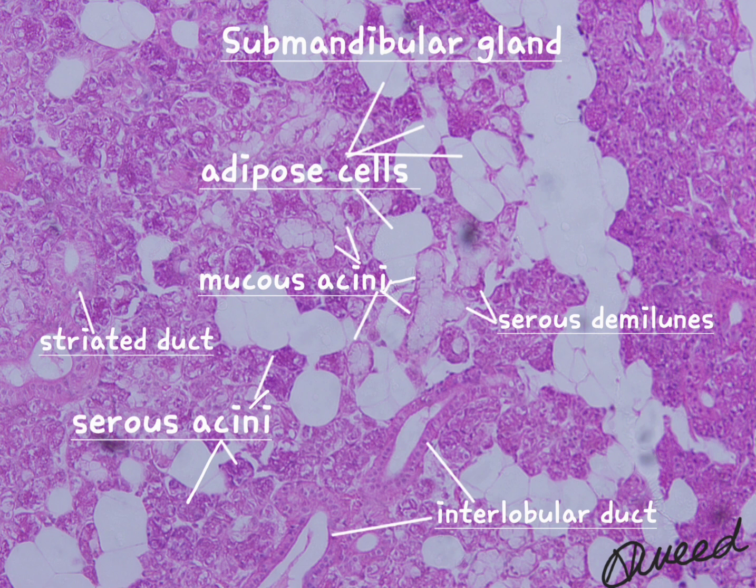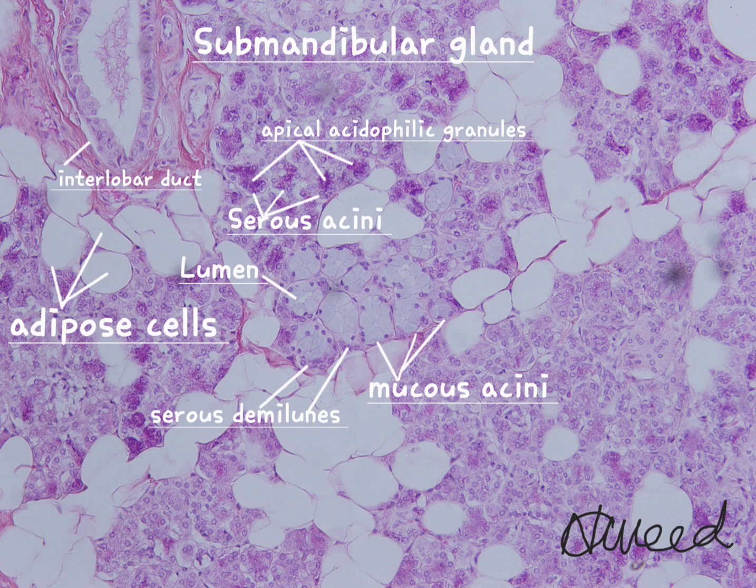The submandibular gland is a compound tubuloacinar gland of mixed variety. However, its secretion is predominantly serous in nature, and 90% of its parenchyma consists of serous acini. The remaining 10% of parenchyma consists of mucous acini. Some of the mucous acini have caps of serous cells called serous demilunes that are crescent shaped.